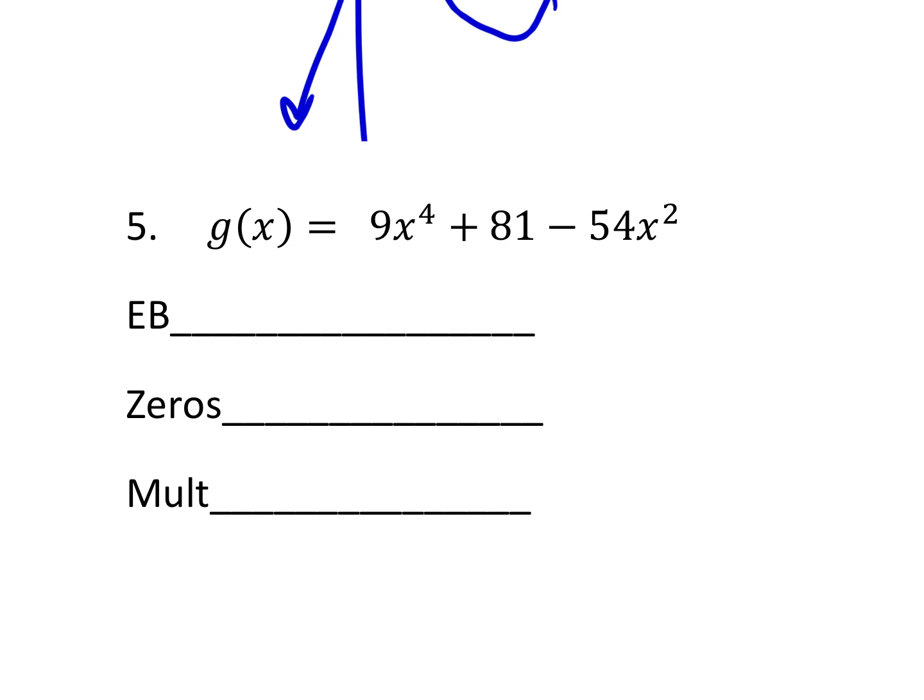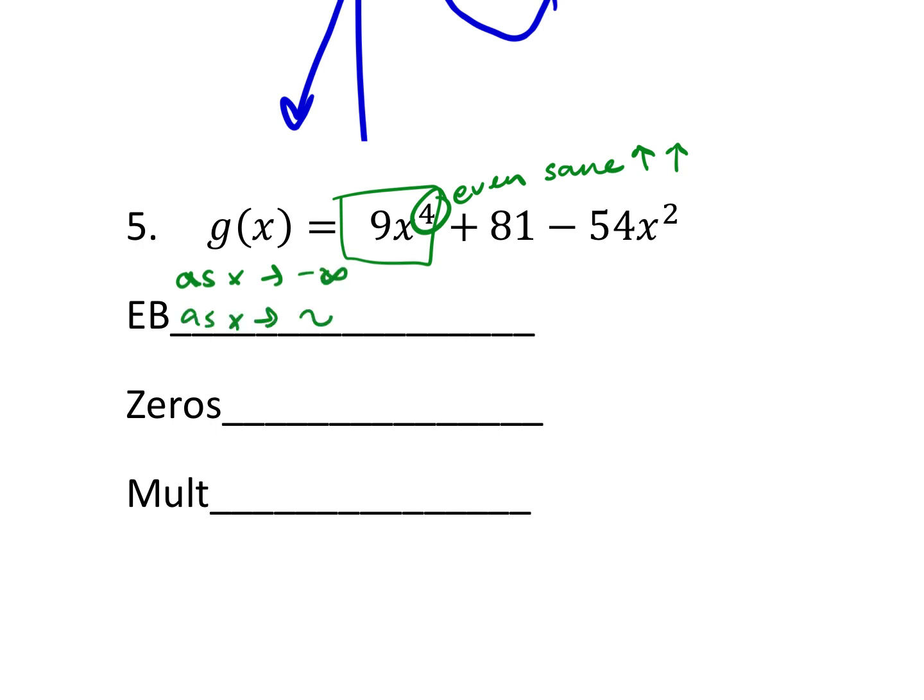So we're going to look at our highest degree term to determine the end behavior. Is our exponent even or odd? Even. So are they going to go in the same direction or opposite? Same direction. Are they both going to go up or down? Up, because it's positive. So our end behavior, we'd say, as x goes to negative infinity and as x goes to positive infinity, that's just telling us left and right. It's just a complicated way of saying left and right.